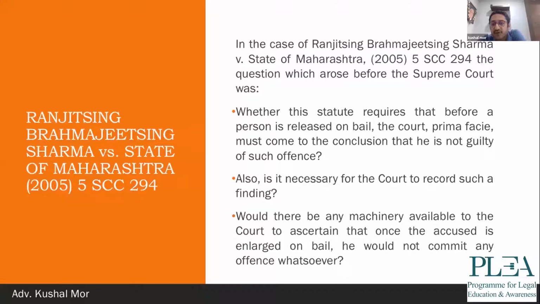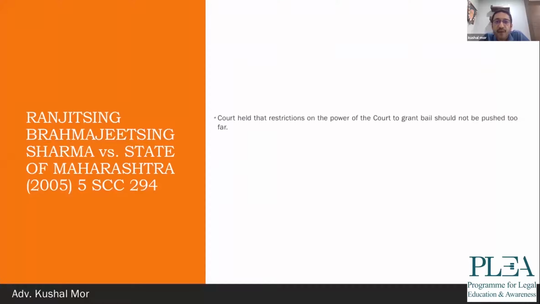Also, is it necessary for the court to record such a finding? And thirdly, would there be any machinery available to the court to ascertain just what I said, that once the accused is enlarged on bail, he would not commit any offense whatsoever? So these three questions were posed, and the observations in Ranjit Singh are very important as they have become the norm for deciding bail applications in such cases. So I have culled out some of the observations which we will go through one by one.